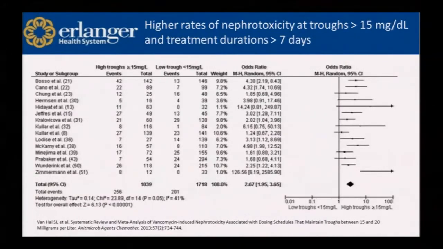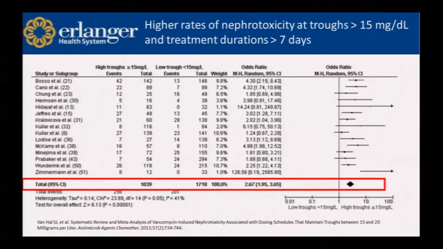So next I have the same meta-analysis that I just previously described, and they again compared high troughs of greater than 15 to low troughs of less than 15 regarding nephrotoxicity, and found a pooled odds ratio of 2.67 for increased risk of nephrotoxicity associated with a high trough group of greater than 15.